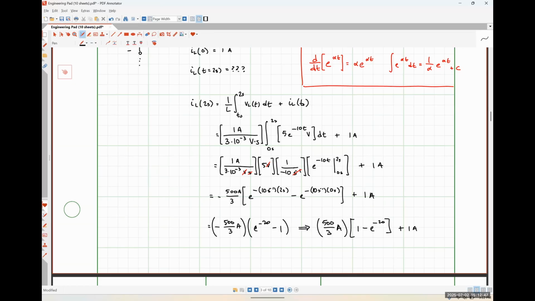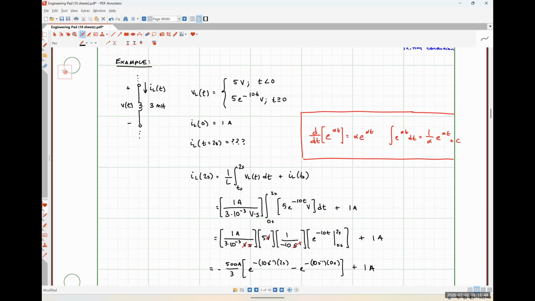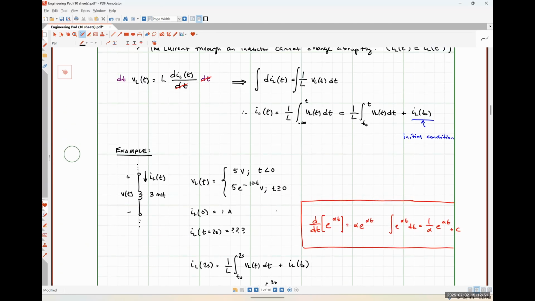All right. So I'm going to come up here really quickly and call this relationship number 2. This is our second inductor relationship.